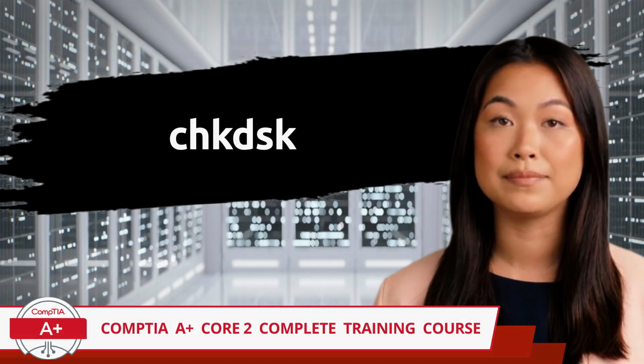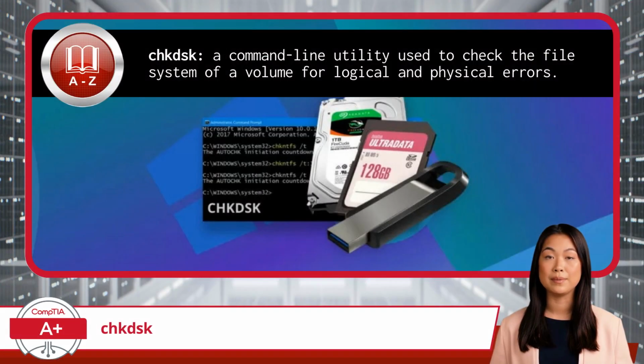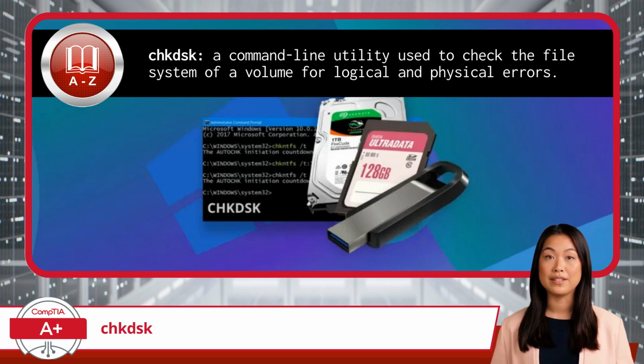Check disk. Alright, let's jump into yet another system tool, check disk. Check disk is a command line utility used to check the file system of a volume for logical and physical errors. Simply put, it helps identify and fix problems with storage devices, such as bad sectors, lost clusters, and directory errors, which can cause system slowdowns, crashes, and data corruption.